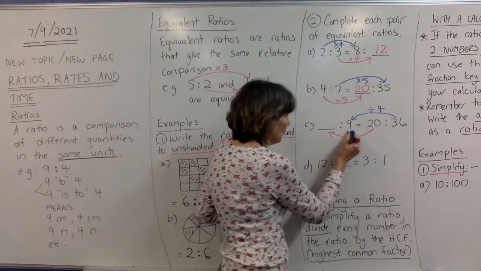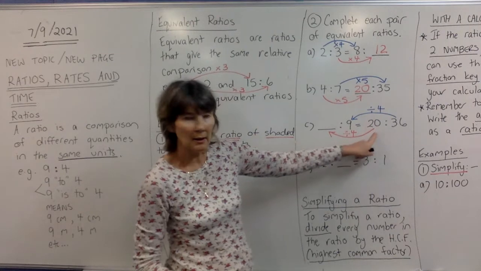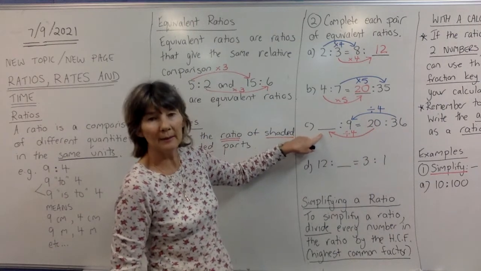Let's do the same down here. I'm going to divide by 4. All right, let's read it backwards. 20 divided by 4 gives me 5.